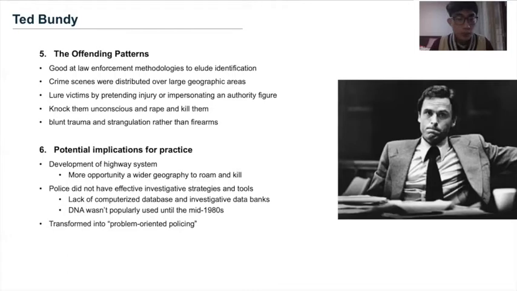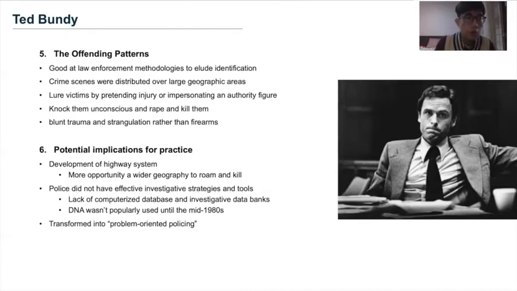Moreover, as mentioned before, Ted has a kindly appearance and characteristic. Therefore, it's easier for him to lure victims and commit a crime. For example, he lured victims by pretending to be injured or impersonating an authority figure. And after he succeeds, he will knock them unconscious, then rape and kill them.